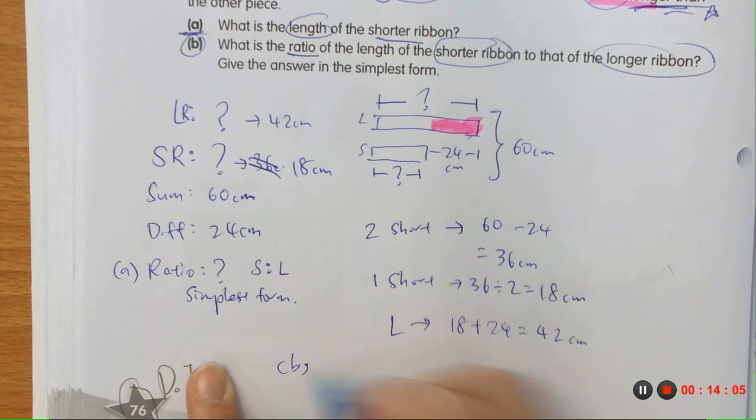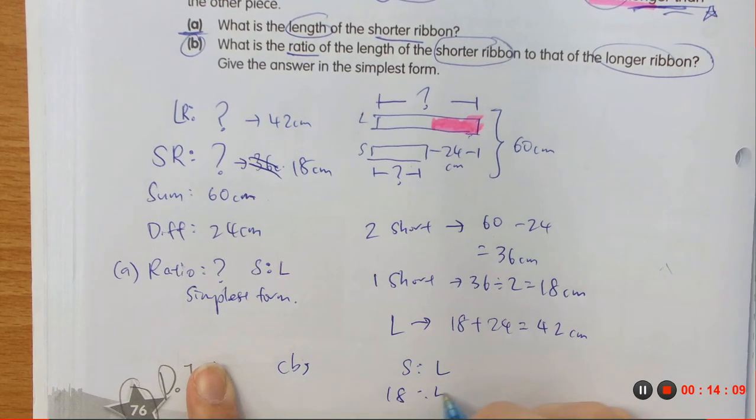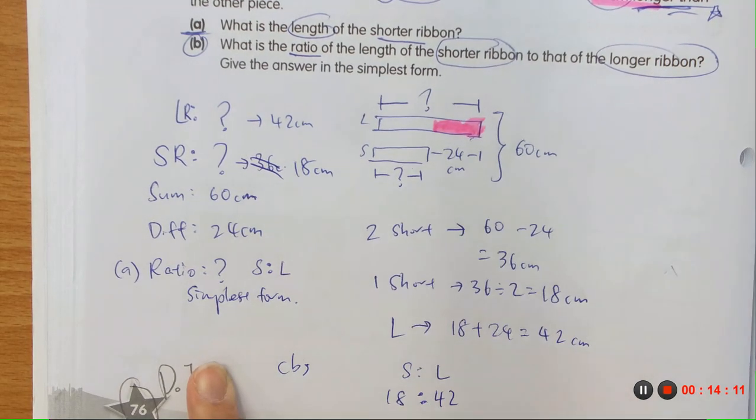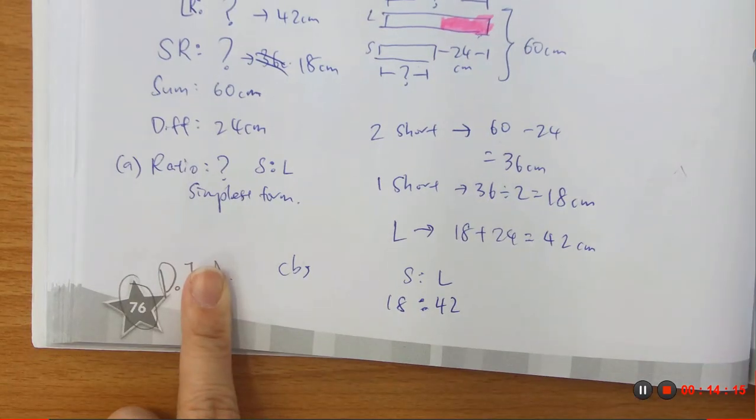Ratio, short is to long. Short is 18, long is 42. Need units or not? No, because it's ratio. But am I finished here? What do I need? Simplify. Simplify by factor 6.